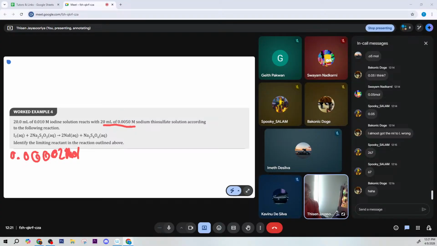Then we also need to find the number of moles of sodium thiosulfate, which is going to be 0.02 times 0.005. Here we get a number of moles of 0.00001 moles. And this is my method to do this. What I do is I look at the ratio, the stoichiometric number. Iodine has a stoichiometric number of 1, so I divide this one by 1. This one has a stoichiometric number of 2, so I divide this one by 2.